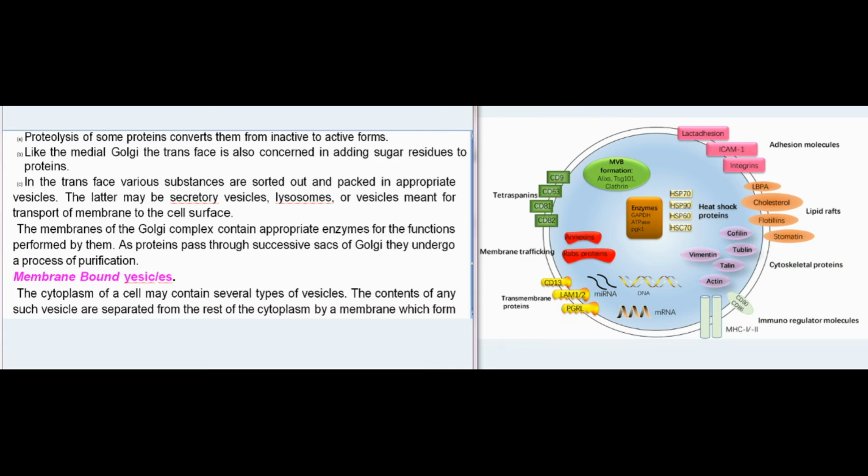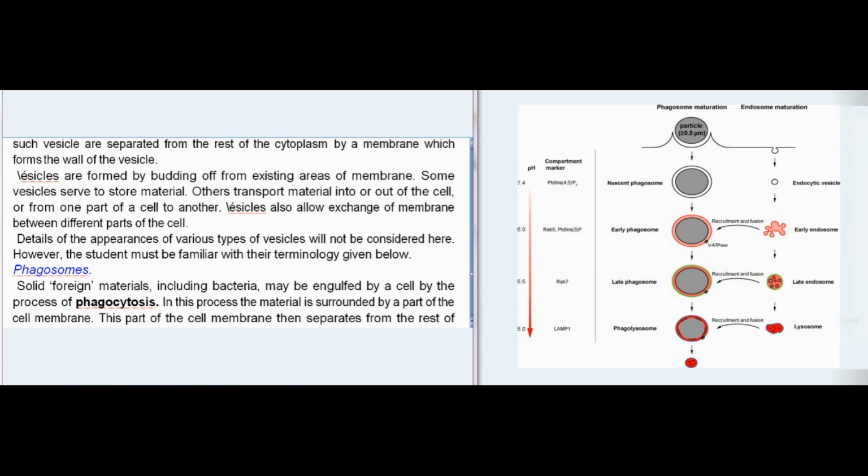Membrane-bound vesicles. The cytoplasm of a cell may contain several types of vesicles. The contents of any such vesicle are separated from the rest of the cytoplasm by a membrane which forms the wall of the vesicle. Vesicles are formed by budding off from existing areas of membrane. Some vesicles serve to store material. Others transport material into or out of the cell, or from one part of a cell to another.